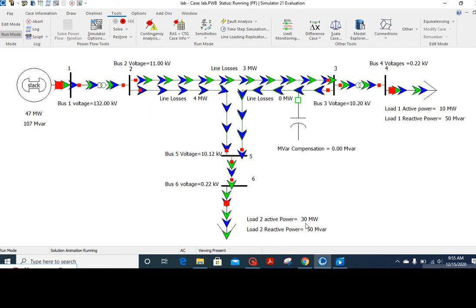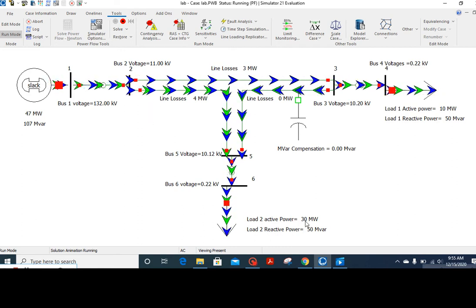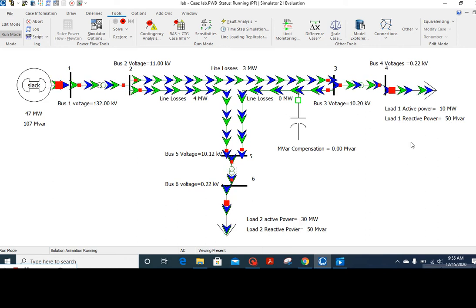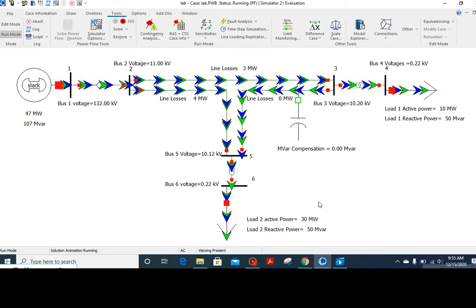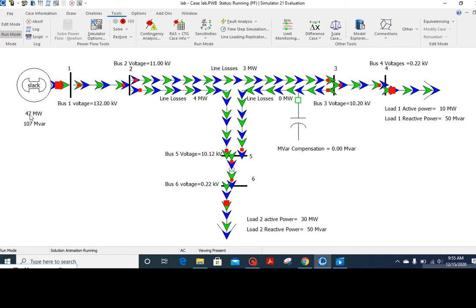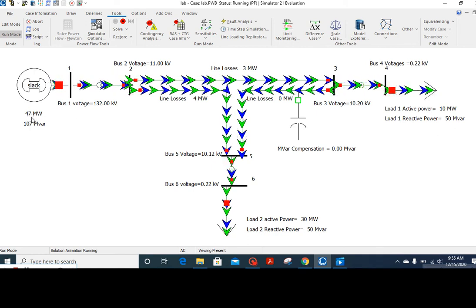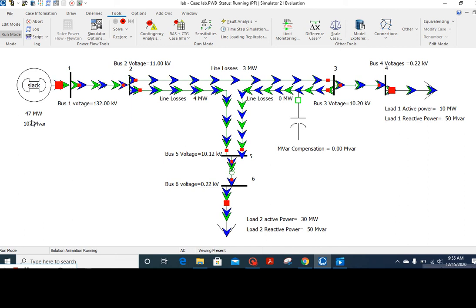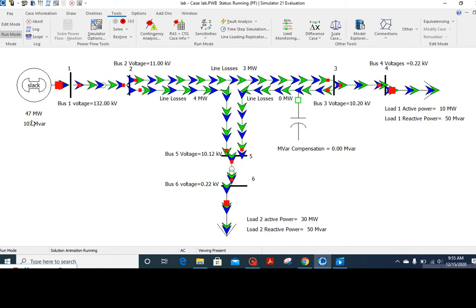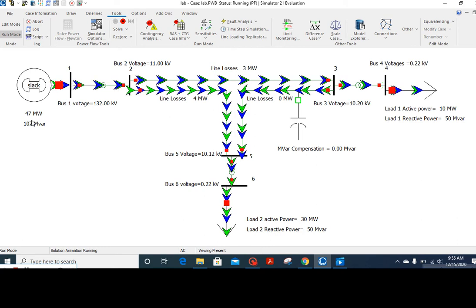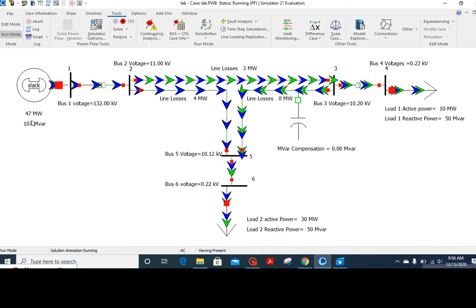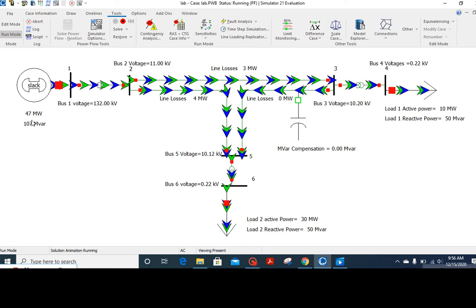If we observe, our active power demand is 30 megawatt and 10 megawatt. Basically it is demanded from the load side, total 40 megawatt, but our generating system is producing 47 megawatt. So where are the 7 megawatt? We did not demand 7 megawatt, but actually these 7 megawatt are appearing in the form of losses.